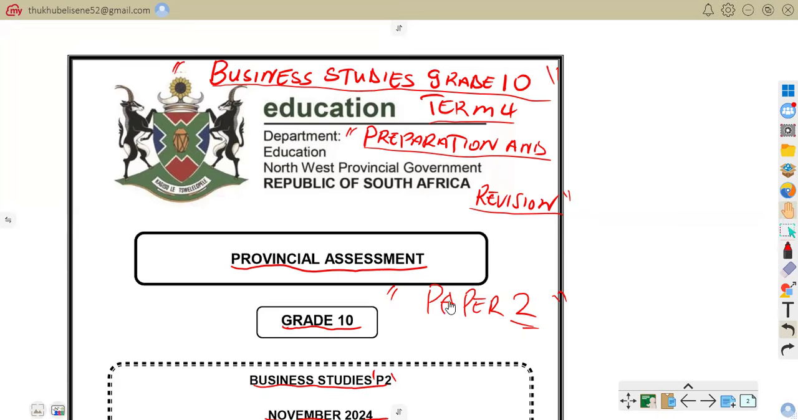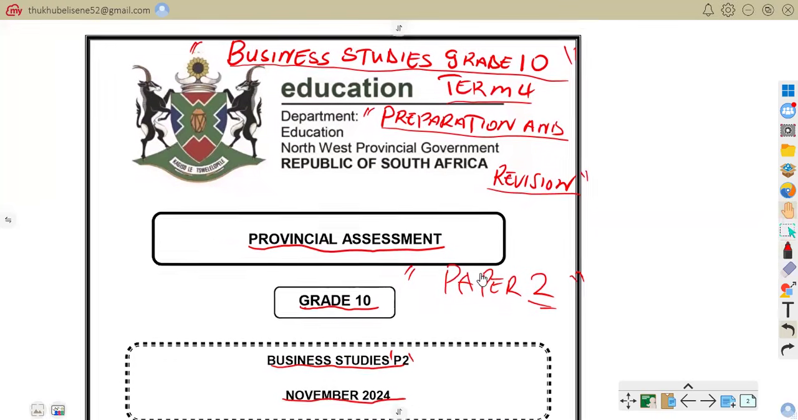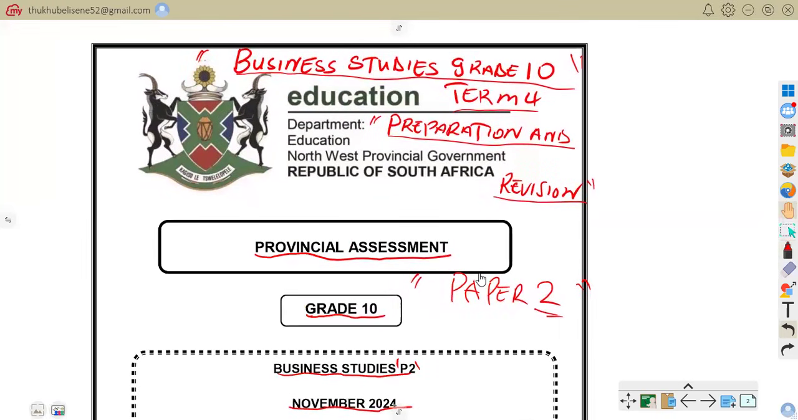As you know for sure, this time we are trying by all means to make sure that we are very fit and well prepared for the final examinations that we are going to sit for. So, as we are saying, this is for Grade 10. Grade 10, make sure that you are together from the start of this presentation to the end of it.